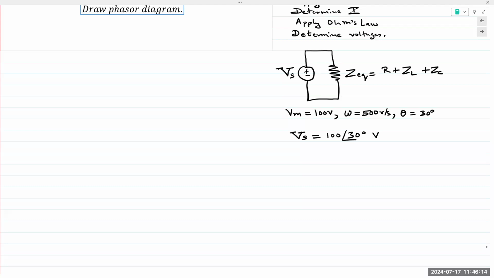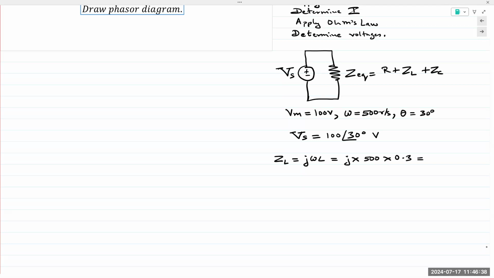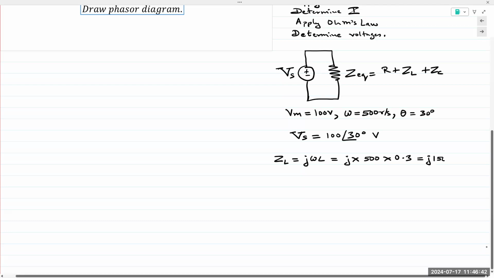So I'll find ZL in both rectangular and polar coordinates. ZL in rectangular coordinates would be j omega L. So it's j times 500 times the inductor value, which is, let's see, 0.3 henry. So 0.3, and this would be j150 ohms.